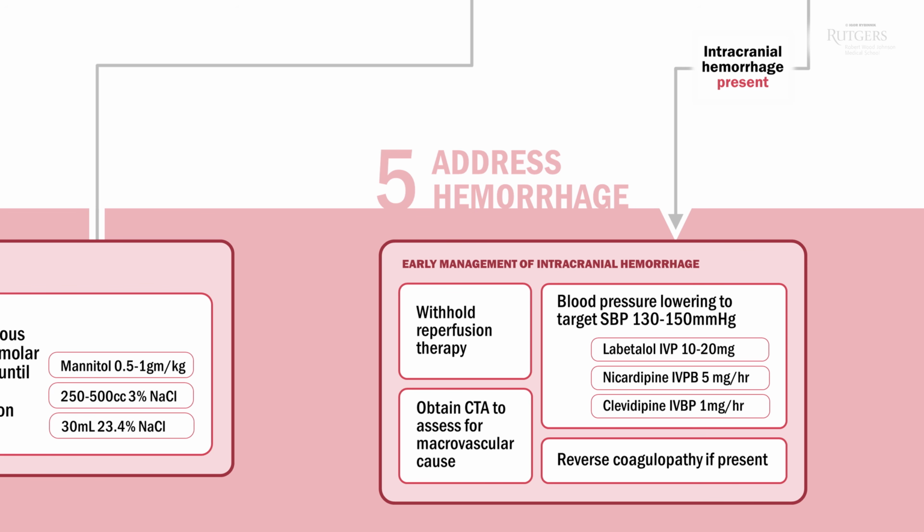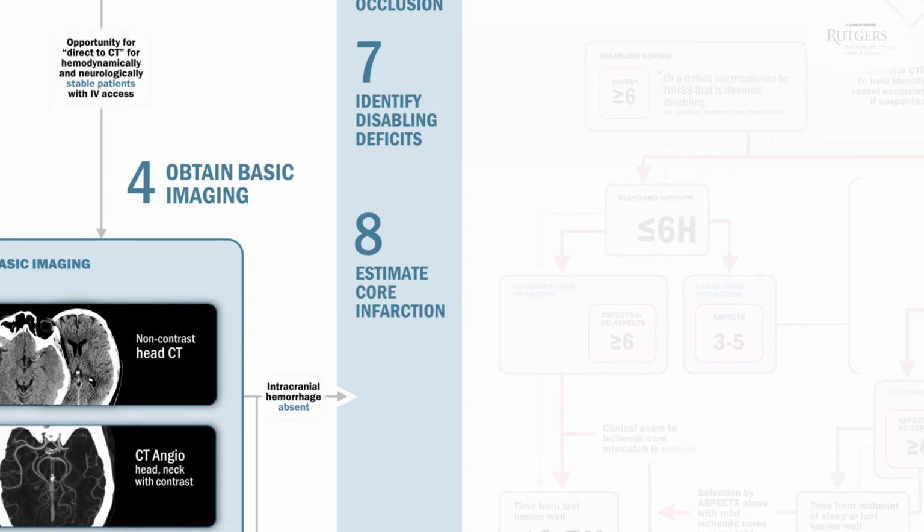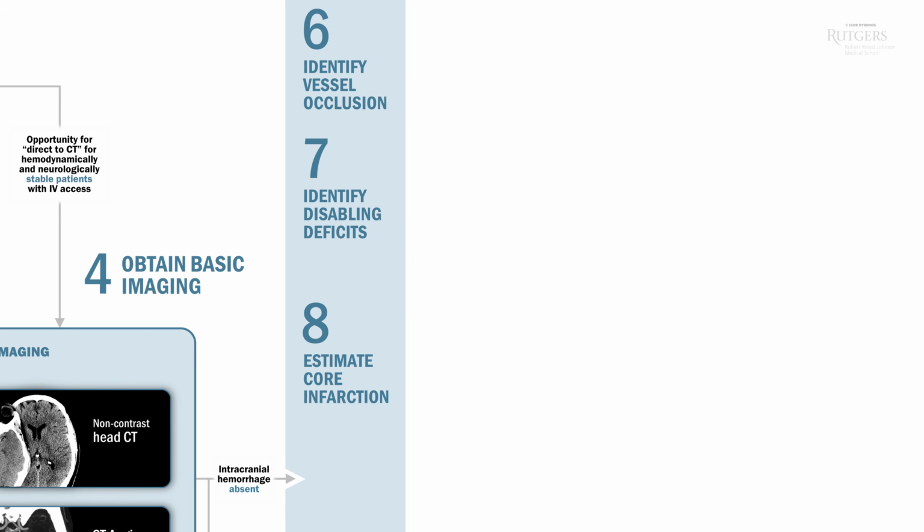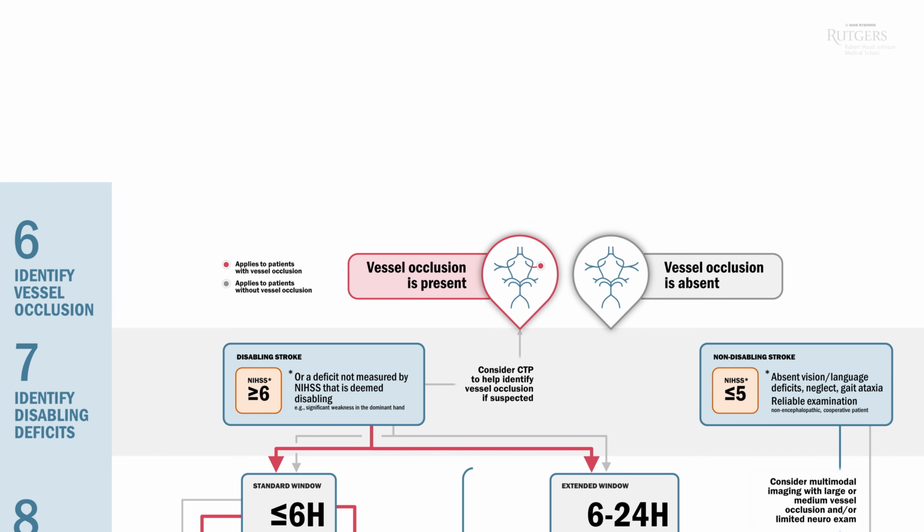Got it? If intracranial hemorrhage or another structural lesion is absent, our thinking rapidly shifts to the management of acute ischemic stroke. This is where things quickly get complicated, so bear with me.